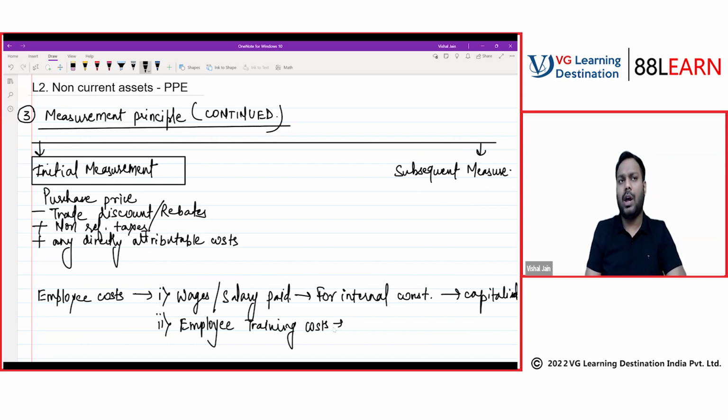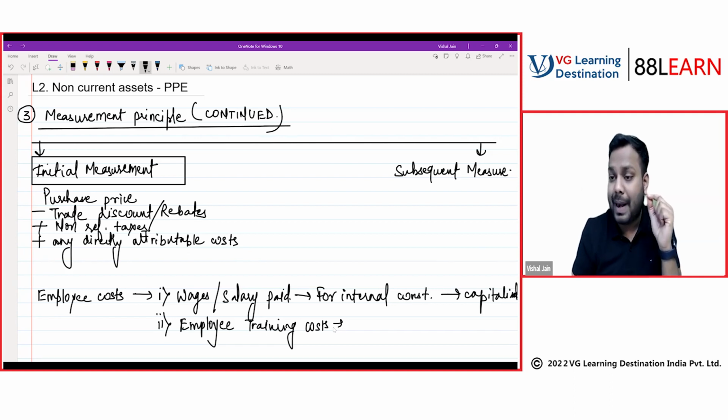Let's suppose my employees constructed and developed a new software. Now I have to give training to all the employees on how to use the software, right? I incur certain expenditure on that. Tell me, according to your knowledge, will we capitalize this cost or not? Yes. Okay. Very good.